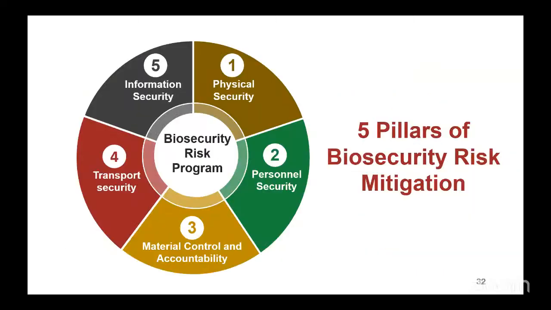Okay, let's look at 5 pillars of security risk mitigation. 1, we talk about physical security. 2, personnel security. Number 3, we talk about material control and accountability. Number 4, transport security. And number 5, information security. These are the 5 pillars of biosecurity risk mitigation.